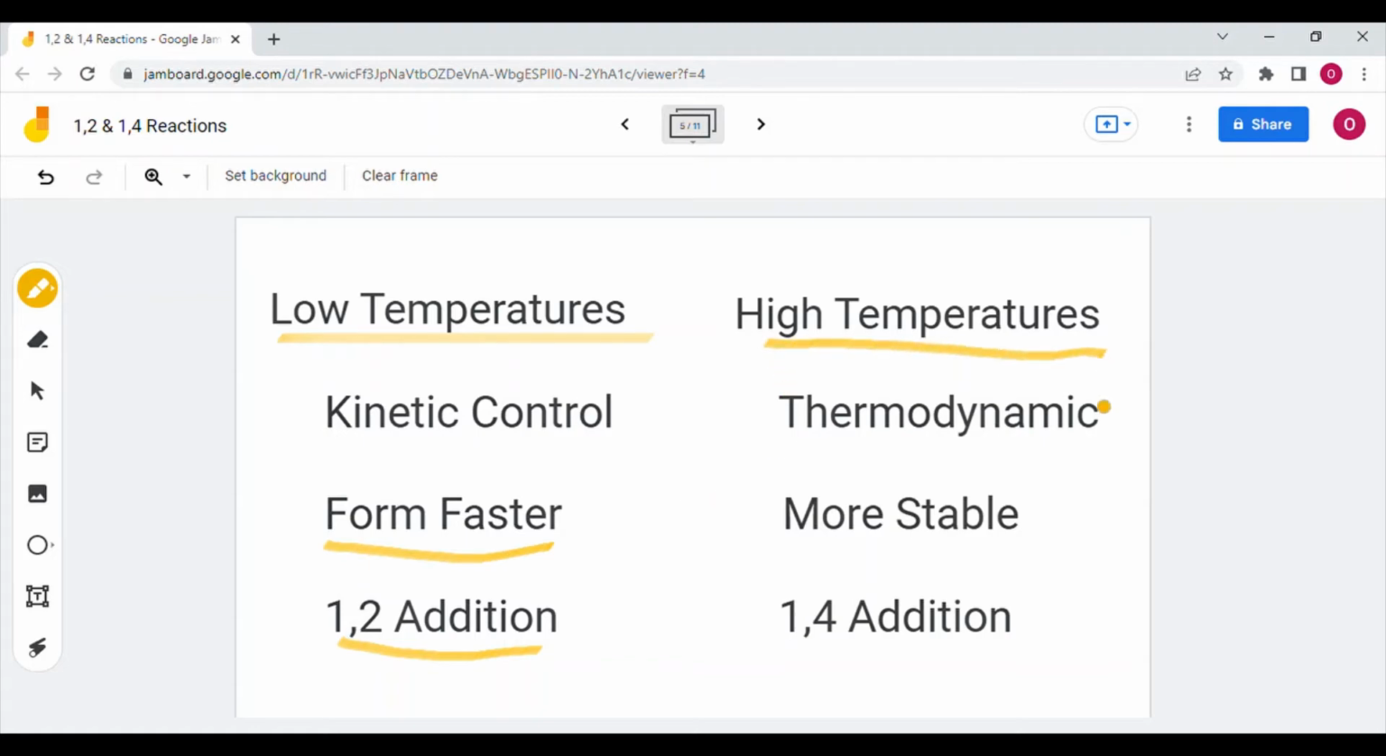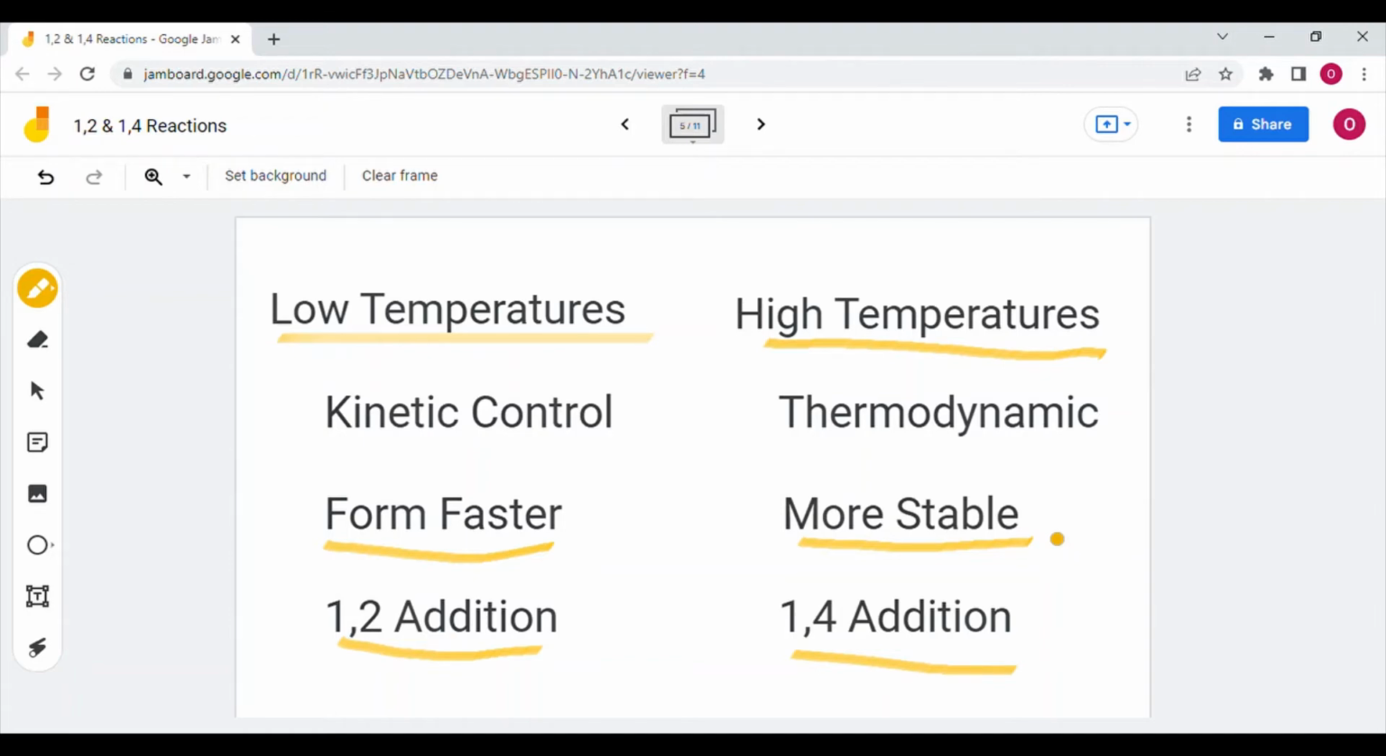Conversely, if it's in hot temperatures, then it's going to do the 1,4 addition. The reason for this is because it is more stable. And think about it in this way. If it's during the summertime, you're relaxing, and because of that, you're probably going to be more stable.